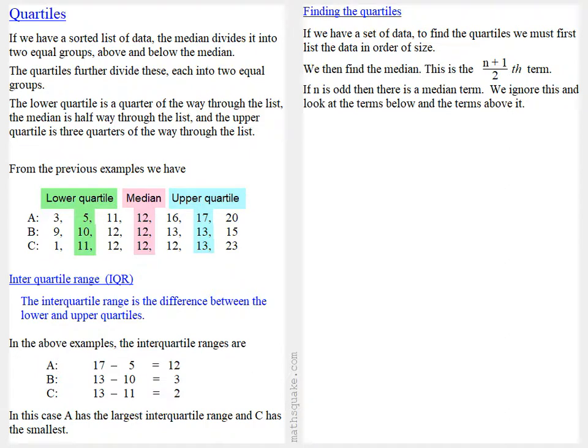If n is odd, there is a median term. Now we ignore this and we look at the terms below and above it. We then find the medians of each of those two sets. These are the lower and upper quartiles.